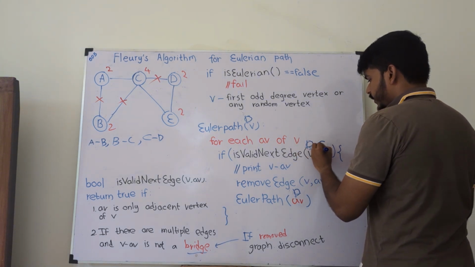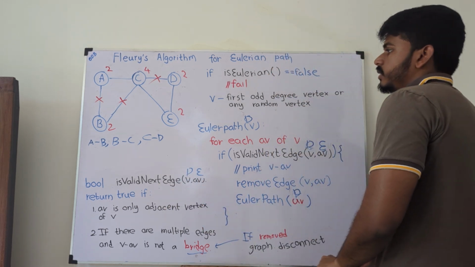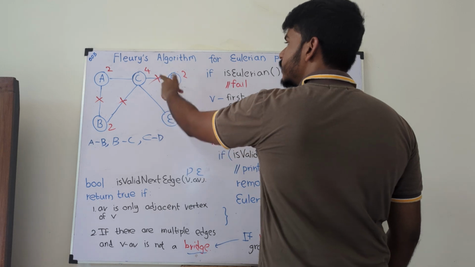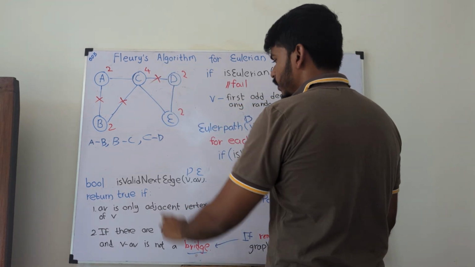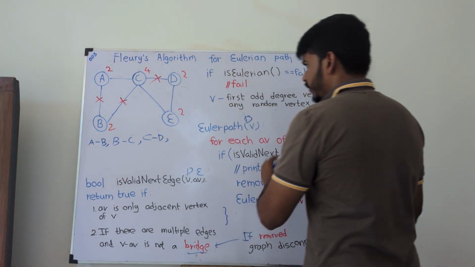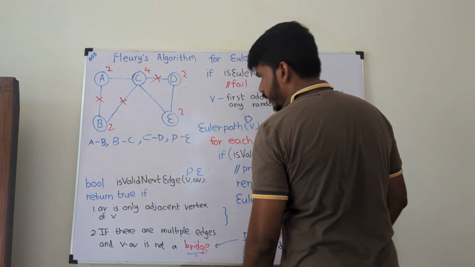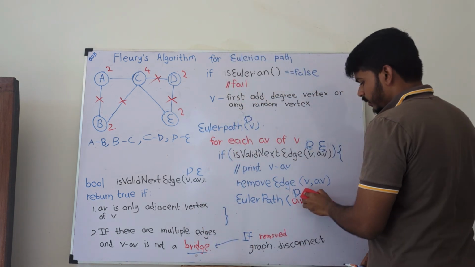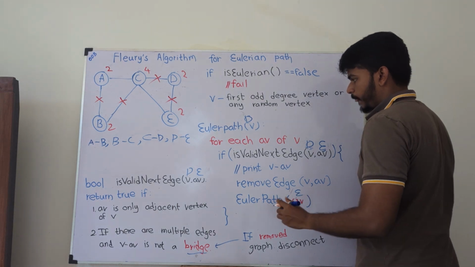D adjacent vertex as E. Check whether E is the only adjacent vertex of D. Here you can see, since this edge is removed, E is the only adjacent vertex of D. So this is going to return true. So after returning true, we are going to print that edge D and E. Then we are going to remove that edge. Then we are going to go back to that function again with the adjacent vertex of D, which is E.